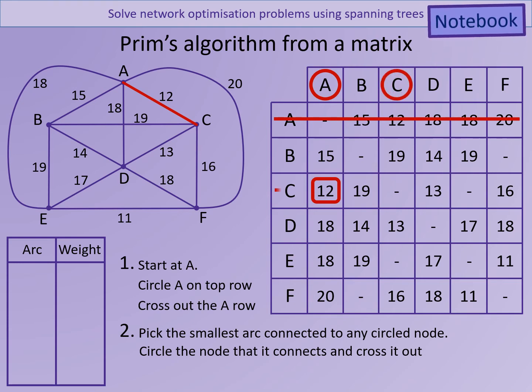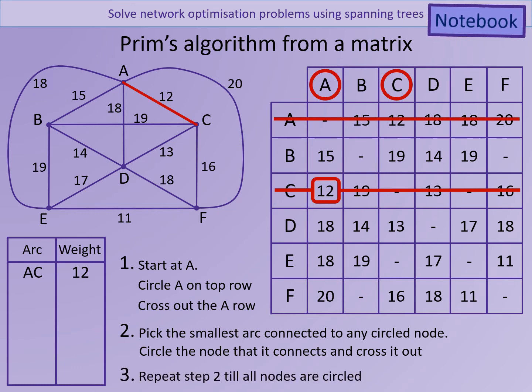Now that we have chosen AC, we can now circle C along the top to show that node C has now been added to the tree, and we can cross out row C because it now does not need adding again. Don't forget to put AC weight 12 into the table. We're now going to consider both columns A and C because the next arc could come from either of those two vertices. We're going to repeat step 2 until we have circled all of the nodes at the top.